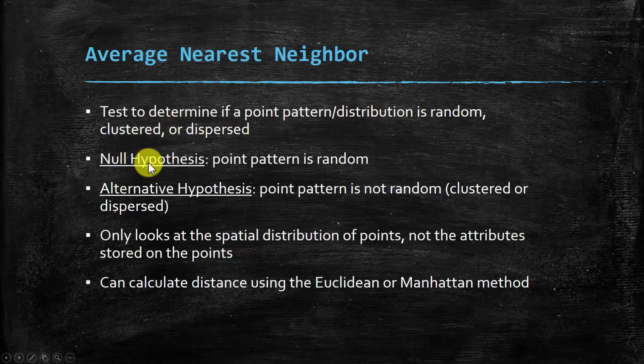So the null hypothesis is that the point pattern is random. So there is no pattern. It's neither clustered nor dispersed. In contrast to that, the alternative hypothesis is the point pattern is not random, which means that the points must either be clustered or dispersed.